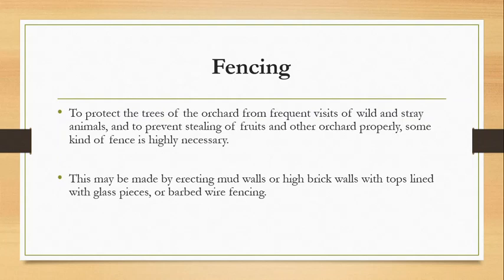And fencing is also an important practice which should be followed. It is required to protect the trees of the orchard from frequent visits of wild animals and stray animals, and also to prevent the stealing of fruits. Some kind of fence is highly required. This may be made by erecting a mud wall or high brick walls with the tops lined with glass pieces, or barbed wire fencing.